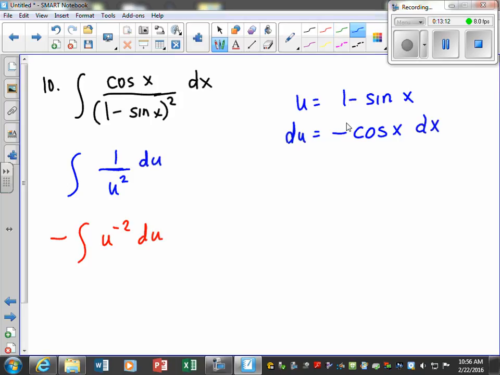Now we're going to take the antiderivative, so I'll bring my negative down, and then that's going to be u to the -2 plus 1 is -1, divided by -1. So that's just going to simplify to u to the -1 plus c.